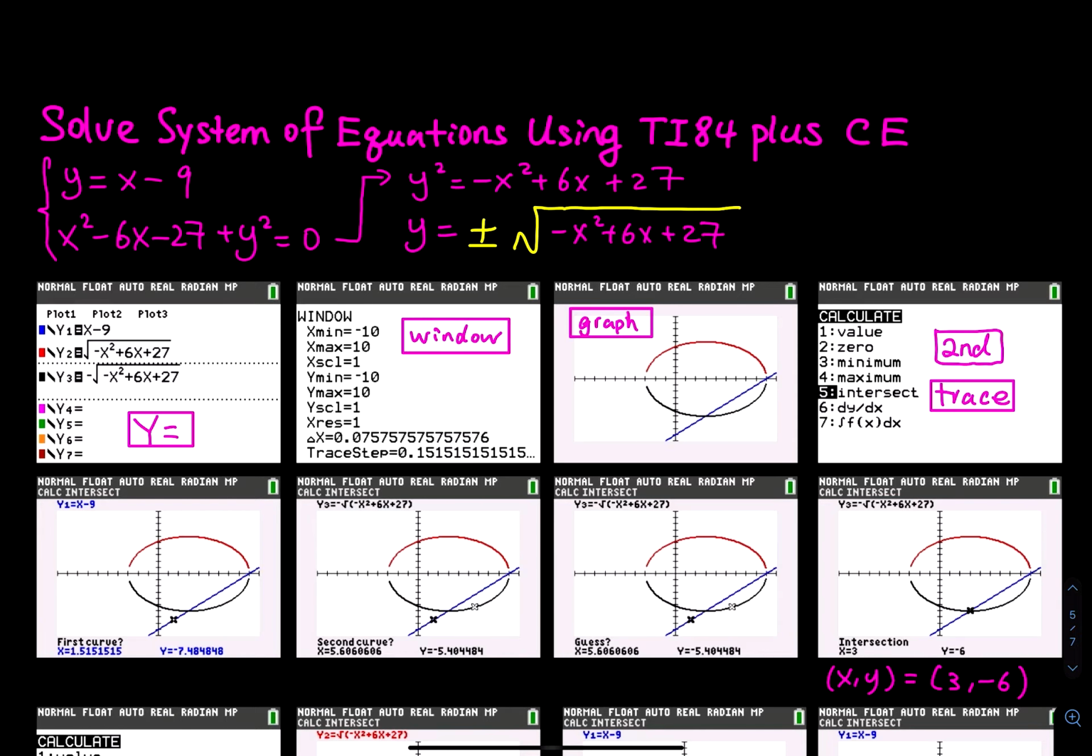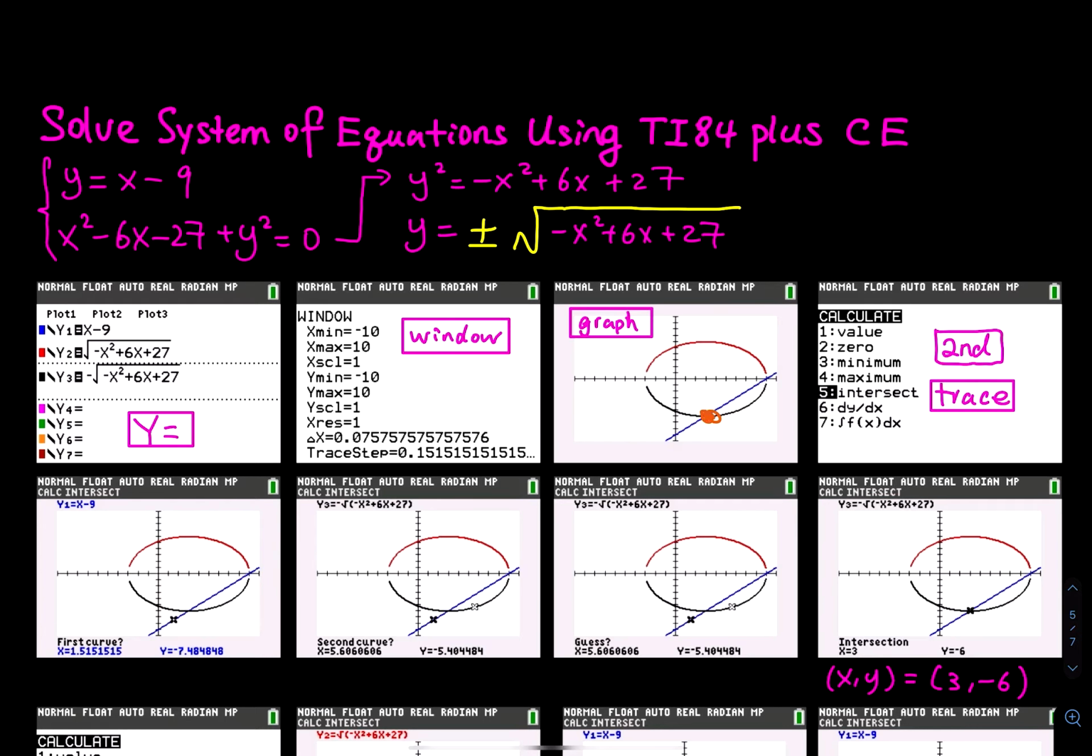You will see they are all color coded. This is the positive square root, this is the negative square root, and this is the blue straight line. So what we are looking for is the intersections. We see that there are two, one over here and one over there.